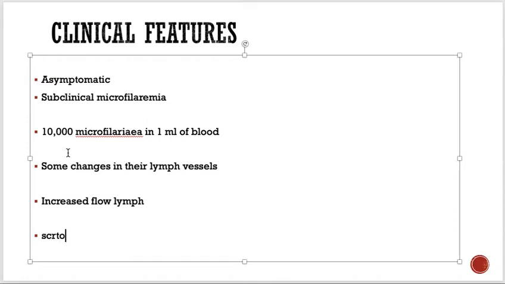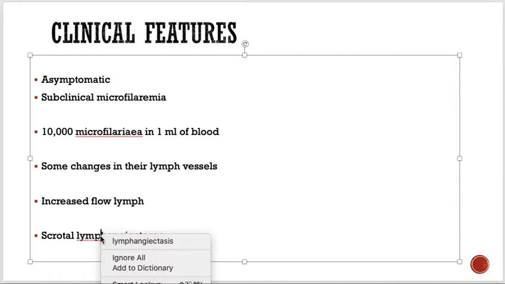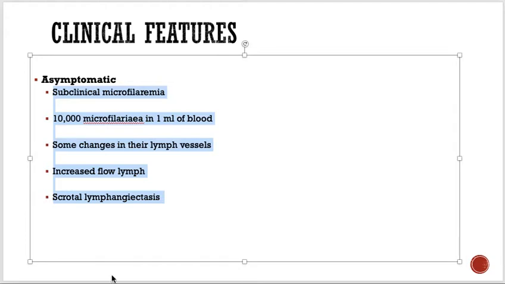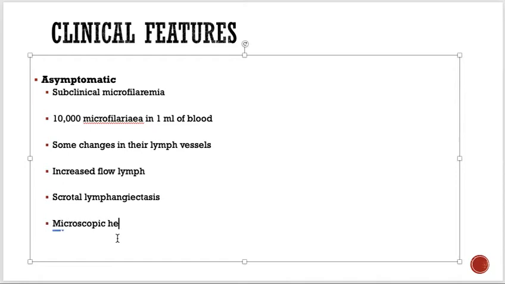Some of them have scrotal lymphangiectasia. In some of them they found microscopic hematuria, or proteinuria, meaning they are losing proteins as well as blood. So this is about asymptomatic people. So in some of the patients, what they found is microscopic hematuria as well as microscopic proteinuria.